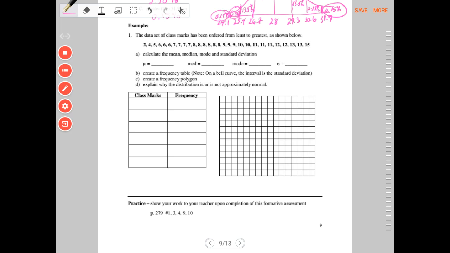Here's an example for you to try. Again, you can shut off the video, try it yourself, and turn it back on to see how you did. You can follow along and write as I do, or you can listen to me do the example and then go back and try it yourself.